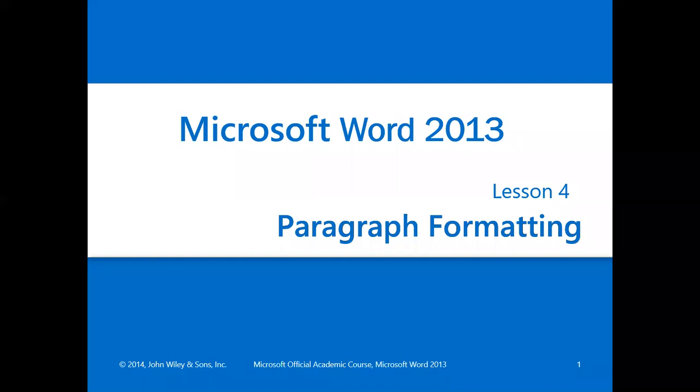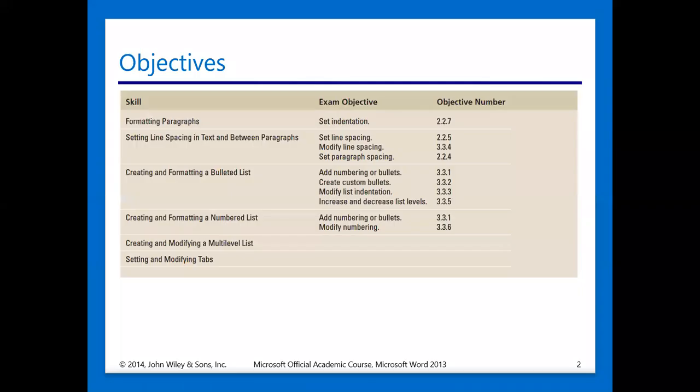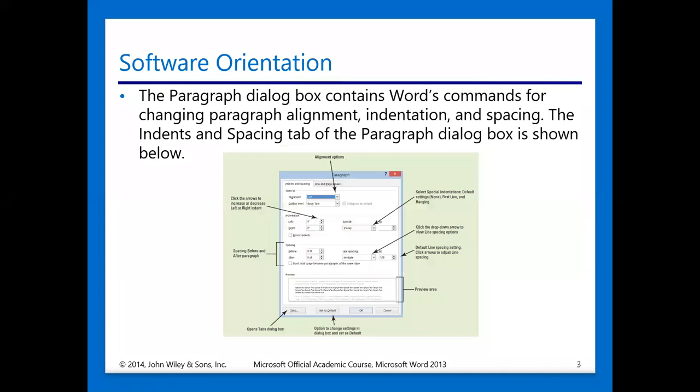So we can quickly go into today's lecture, which is discussing paragraph formatting. So for this lecture, our main objectives are basically looking at all the various ways in which you are going to be formatting your paragraphs. Specifically, we are going to look at formatting paragraphs using indentation. We're going to look at line spacing between text and between paragraphs. We're also going to discuss creating and formatting bullet point lists, as well as formatting and creating numbered lists, as well as multi-leveled lists.